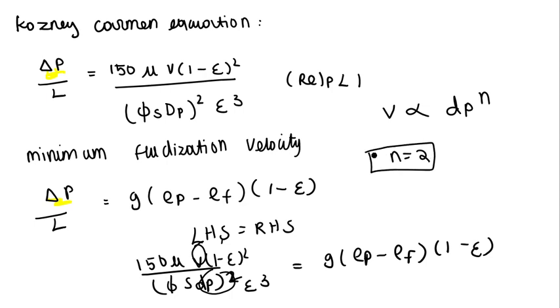So what do we do? We use the condition. One condition is the Kozeny-Carman condition, and another condition is the minimum fluidization velocity. Then, relating the velocity and the particle diameter, we get the n value. That's it.